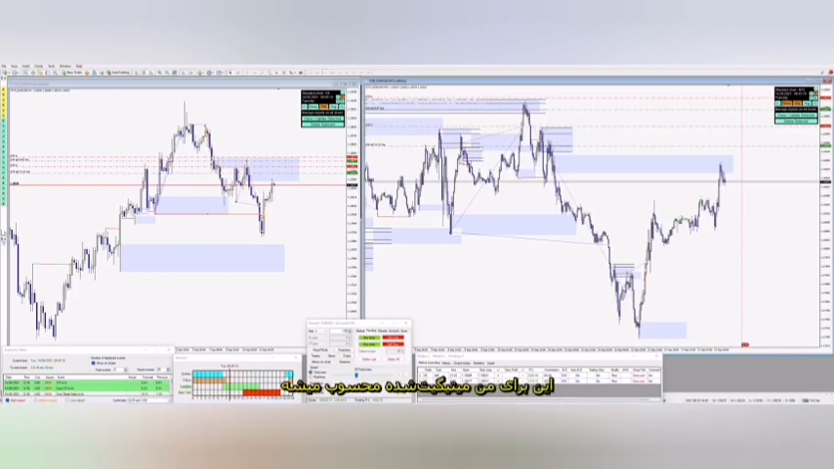Otherwise, this has been mitigated for me. So the next level I'll be looking at is this extreme up here. So we can whack this on, I'll cover the high as well, just to be sure. Okay, so we'll see if we push up a bit higher.